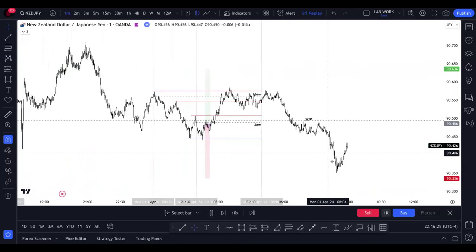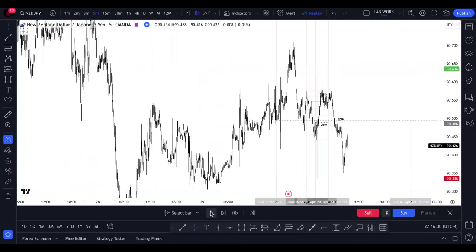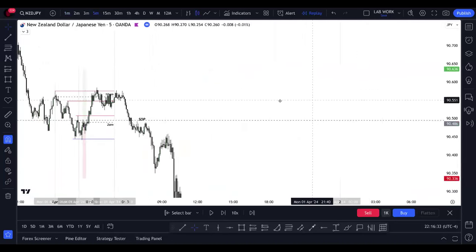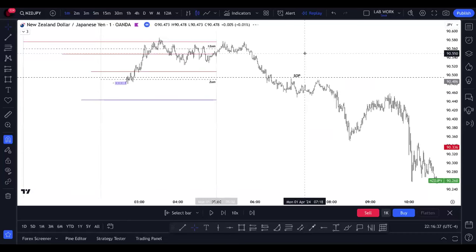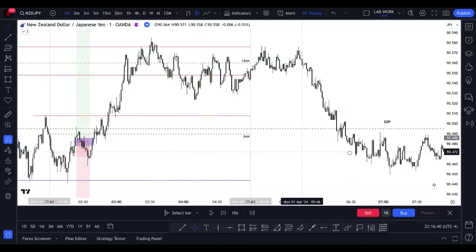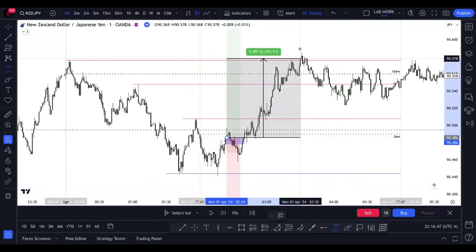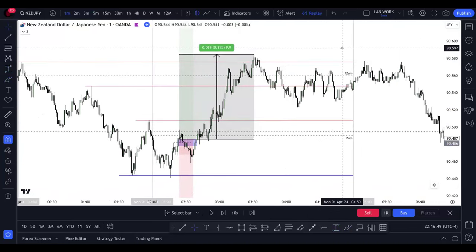NJ pulls all the way down. Speed it up for the video's sake. And it stops us out there, as you can see. So you go back to the 1 minute just to view it. Nine point nine, right? Hey, what are you gonna do?